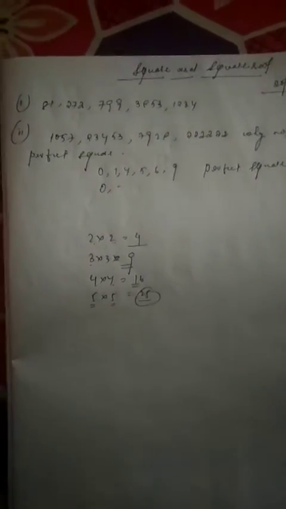For an example, I'm writing 2 into 2, that is 4. 3 into 3, that is 9. 4 into 4 is equal to 16. 5 into 5 is equal to 25. Children, here I wrote 2 into 2, I'm getting 4. Here I'm writing 3 into 3, I'm getting 9. 4 into 4, I'm getting 16. 5 into 5, I'm getting 25.